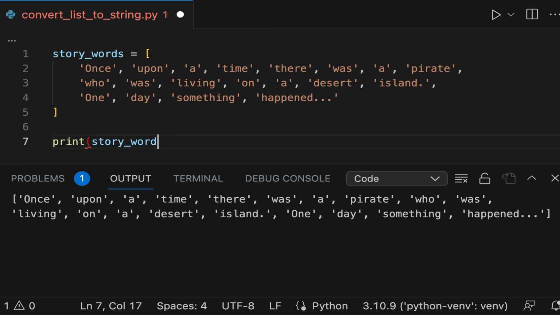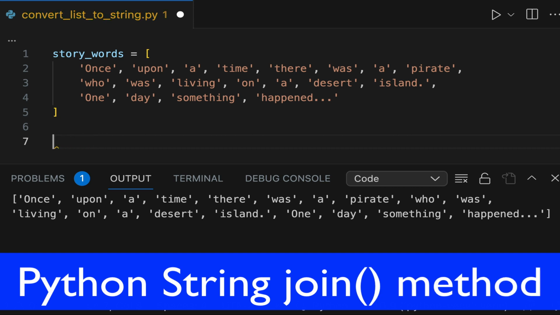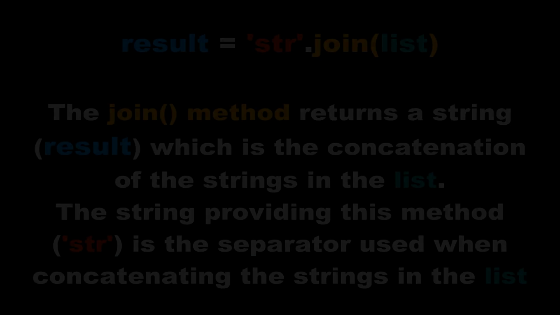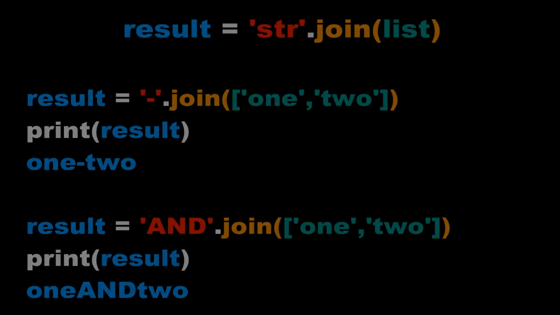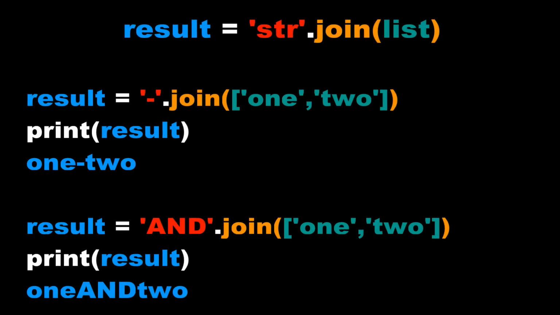This is where you can use the string join method that converts a list to a string. The join method returns a string, the variable result in blue, which is the concatenation of the strings in the list. You can see the list in green in this example where the list is passed to the join method. The string provided in this method, str in red, is the separator used when concatenating the strings in the list. Here you can see two examples on how to call the join method before we go back to our code.